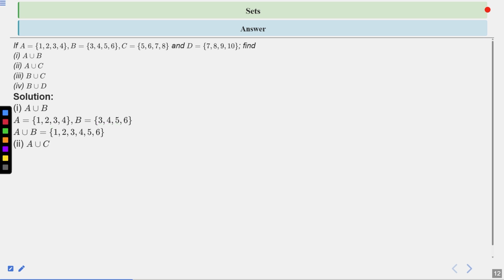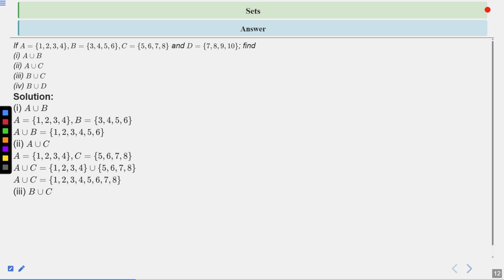Now A union C, the approach is the same. Given A and C sets in roster form, A union C will be nothing but collecting all the elements from set A and set C and writing the repeated elements once. So we are getting the set as 1, 2, 3, 4, 5, 6, 7, 8. Clear?